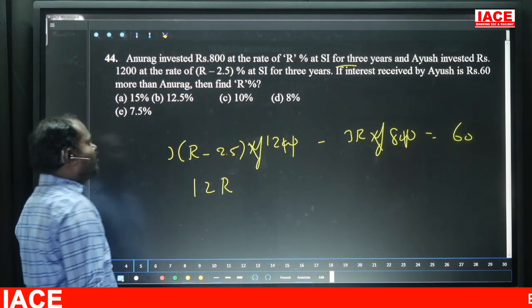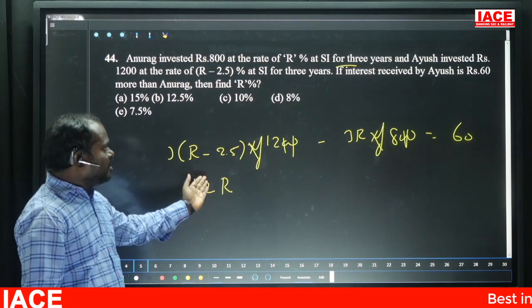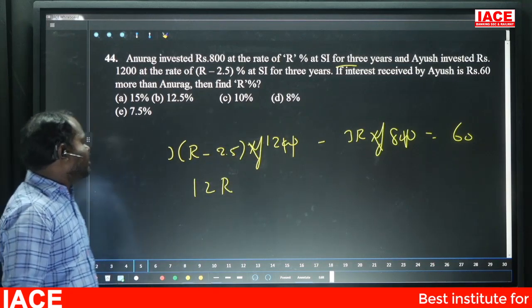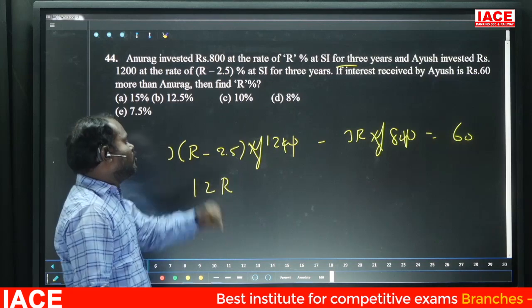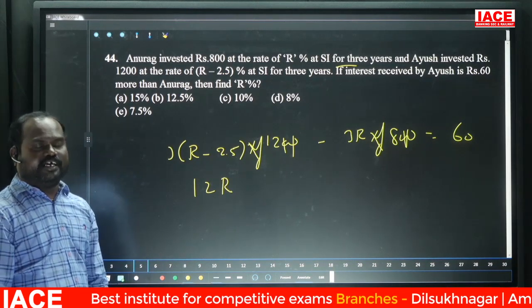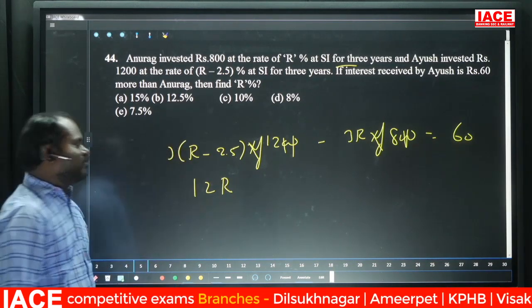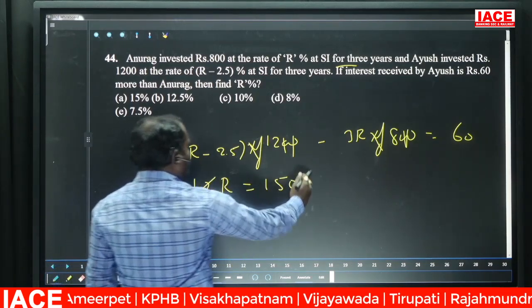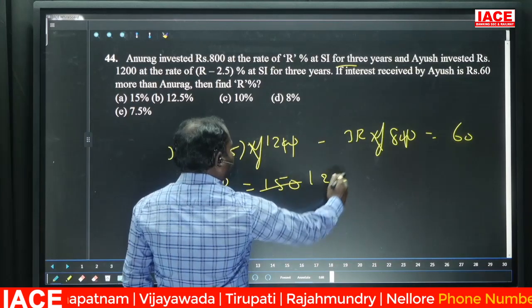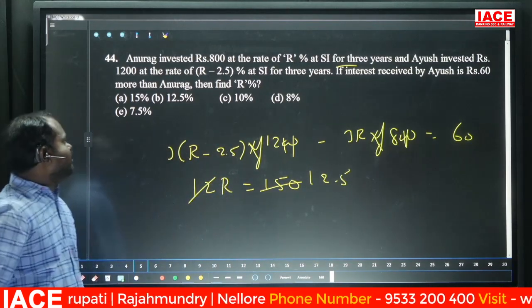12 into 2.5, 30 minus 30... sorry, 3 into 2.5 is 7.5. 7.5 into 12 is 90. So minus 90 becomes plus, 90 plus 60 is 150. So 12.5, the rate of interest is 12.5 percent.